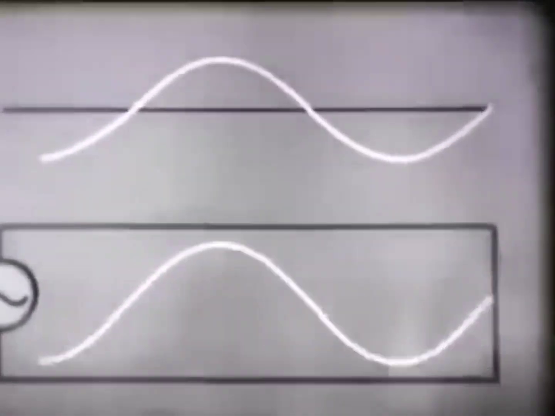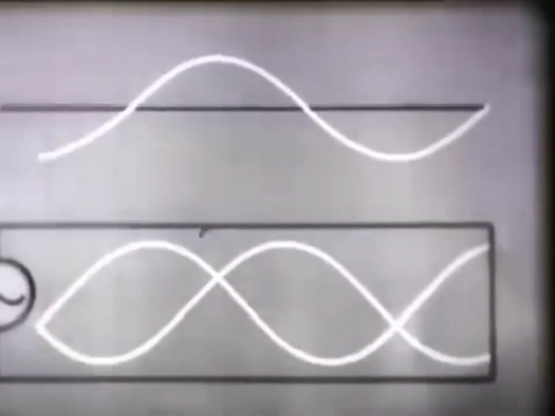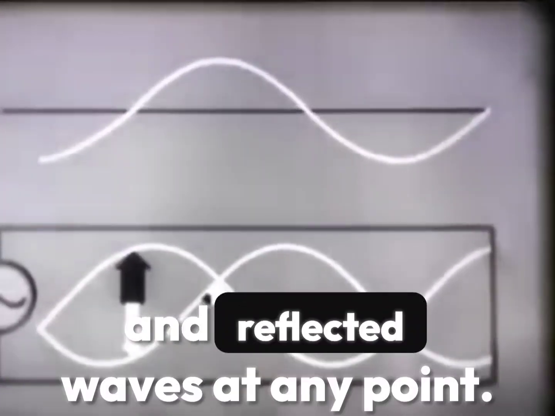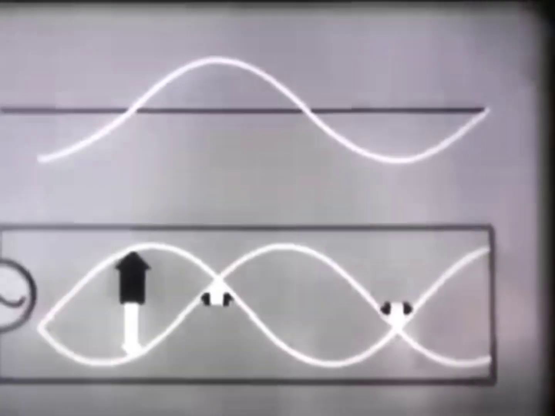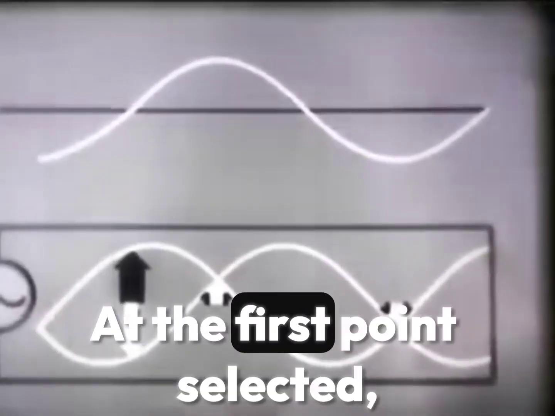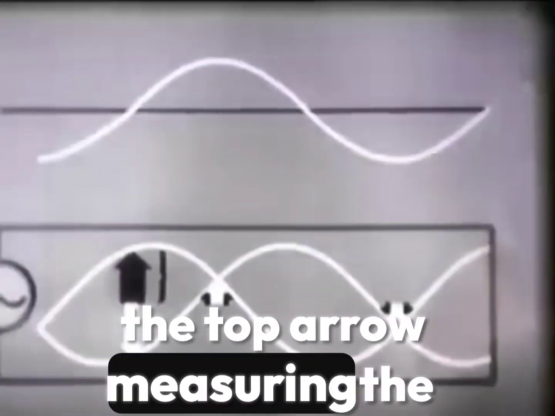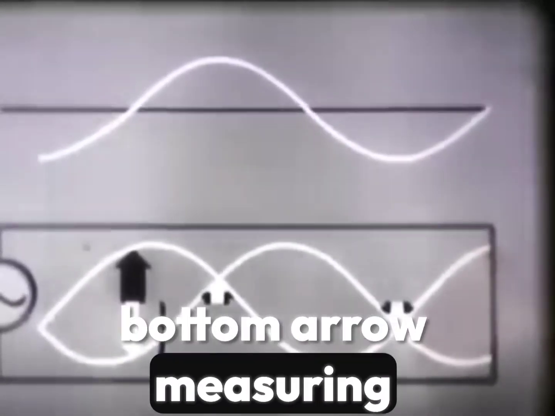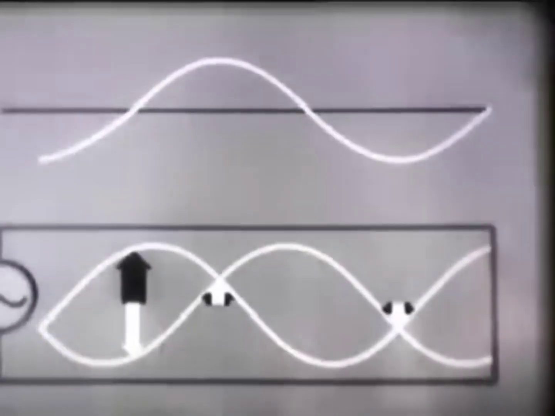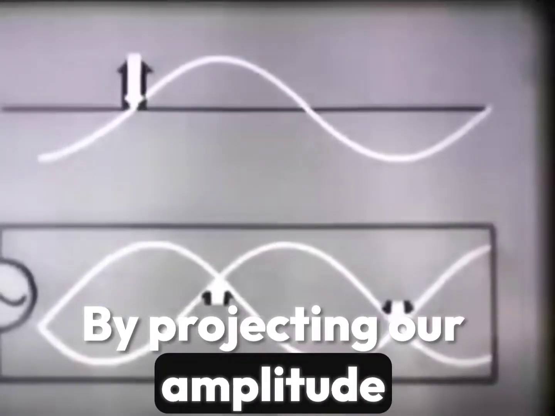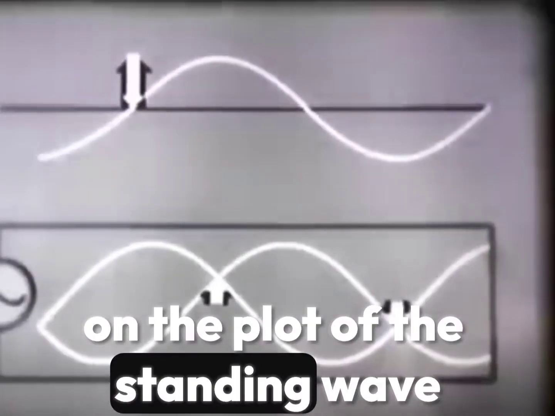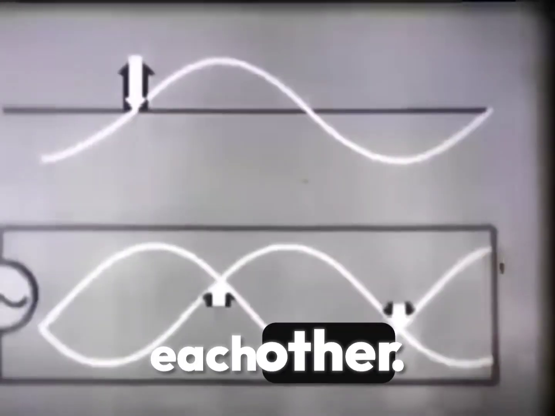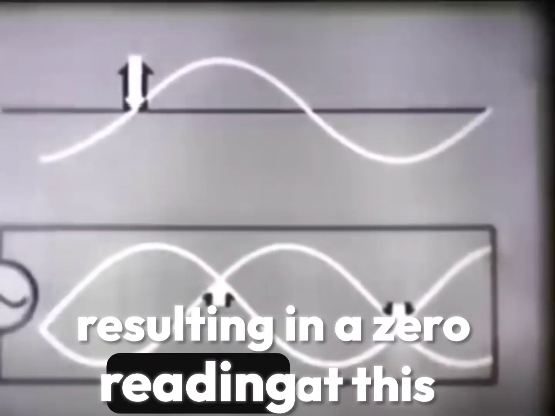For instance, let's stop the traveling waves. Now we can measure the amplitude of the incident and reflected waves at any point. At the first point selected, the top arrow measuring the positive amplitude is equal in length to the bottom arrow measuring negative amplitude. By projecting our amplitude measurements on the plot of the standing wave, we find that the negative and positive amplitudes cancel each other, resulting in a zero reading at this point.